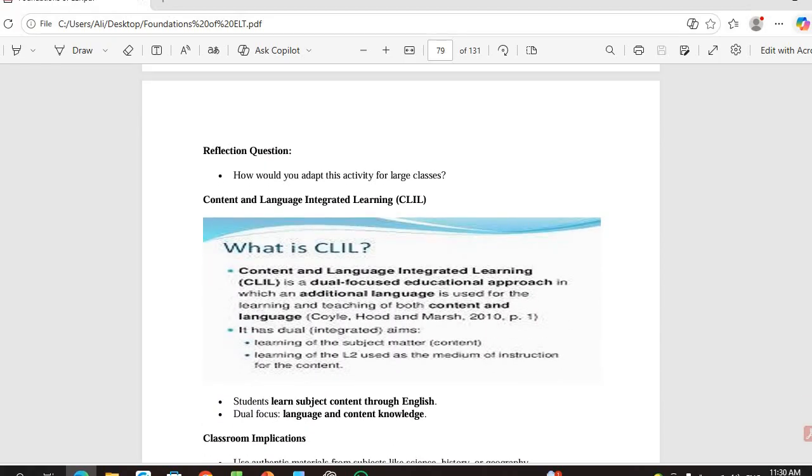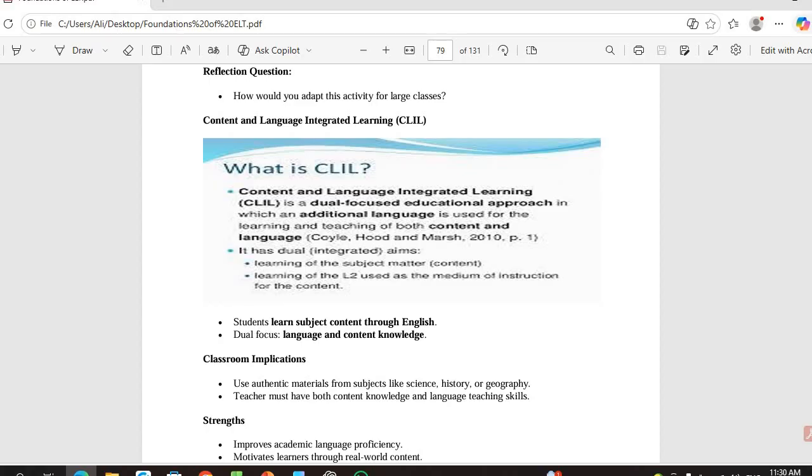Now we come to content and language integrated learning. It's one of the teaching methodologies. Content and language integrated learning, called CLIL, is a dual-focused educational approach in which an additional language is used for learning and teaching of both content and language. This is according to Coyle, Hood and Marsh.